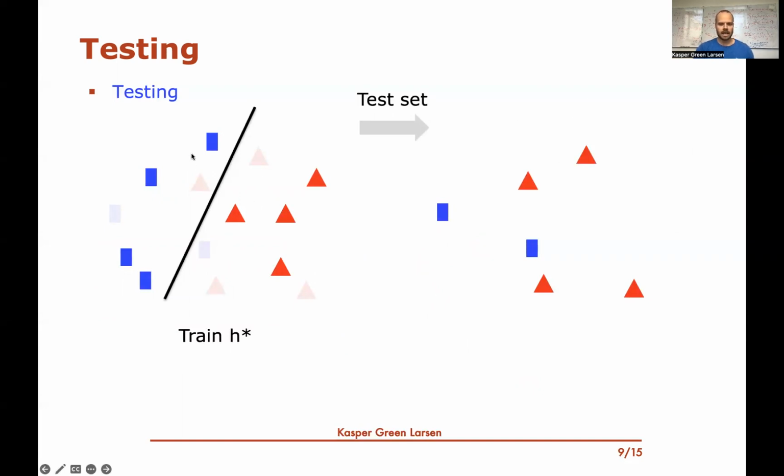Now I take that hypothesis and compute its accuracy on the test data set. So you can see here, if you go back to the original training data, this hypothesis would classify blue to everything above the line and red to everything below the line.